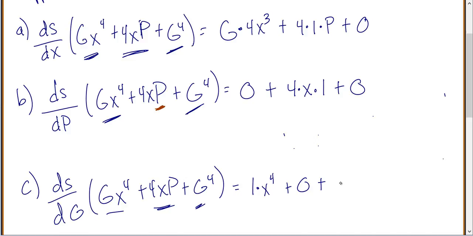And g to the fourth, that would be 4g to the power 3. So again, the key here is you only look at the variable you care about, and everything else is treated just like a normal number.